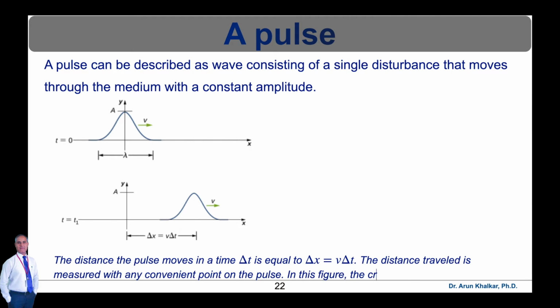So as shown in this figure, the pulse at time t equal to 0 is centered on x equal to 0 with amplitude A. The pulse moves as a pattern with a constant shape with a constant maximum value, that is capital A. The velocity is constant and the pulse moves a distance delta x equal to v delta t in time delta t. The distance traveled is measured with any convenient point on the pulse. So in this figure the crest is used. So the position and the behavior of the pulse is shown in this animated figure.